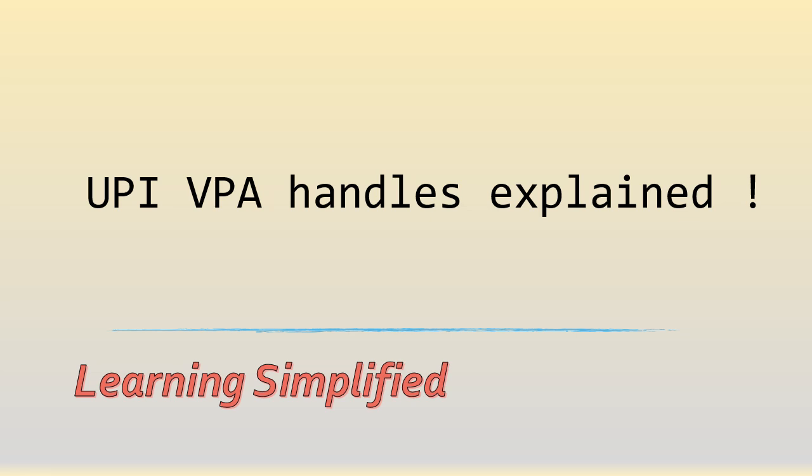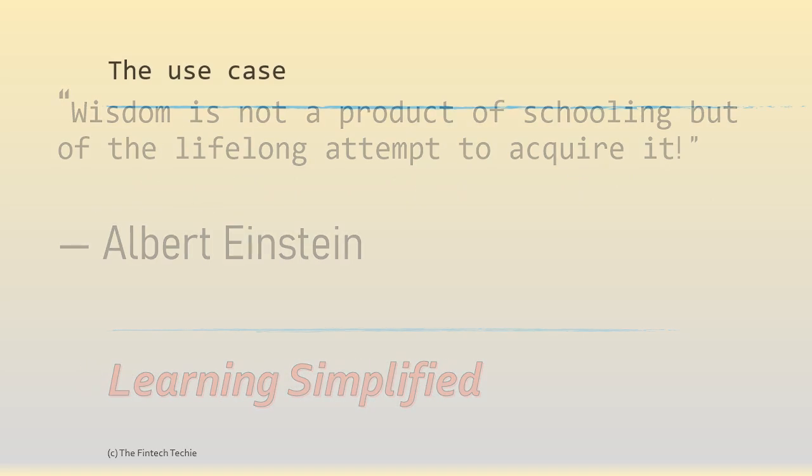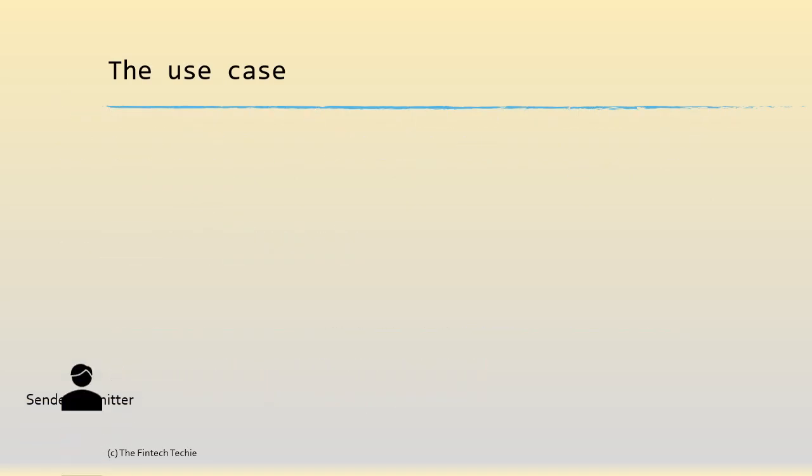In today's session, let's try to understand what a UPI VPA or Virtual Private Address is. It's better known as the UPI ID and how it is different from a UPI number. So let's understand the use case.